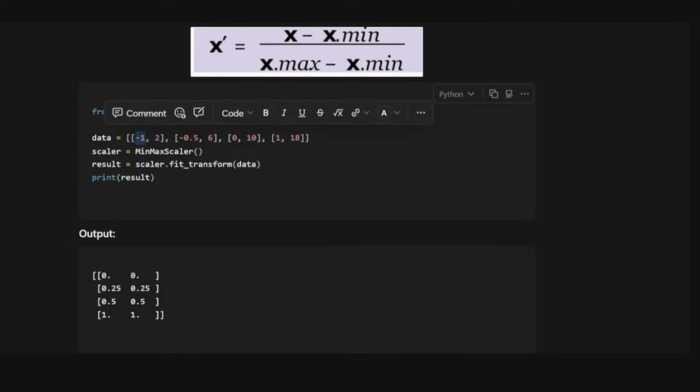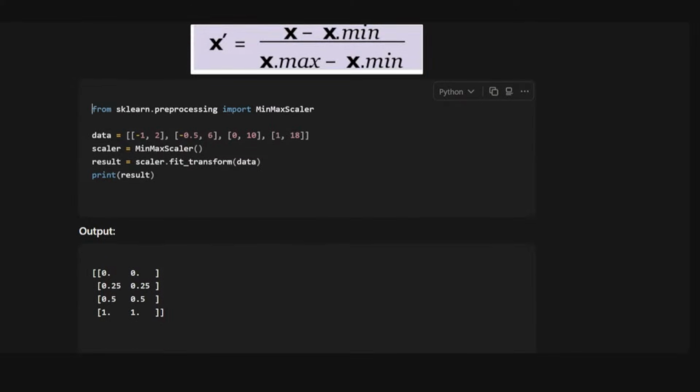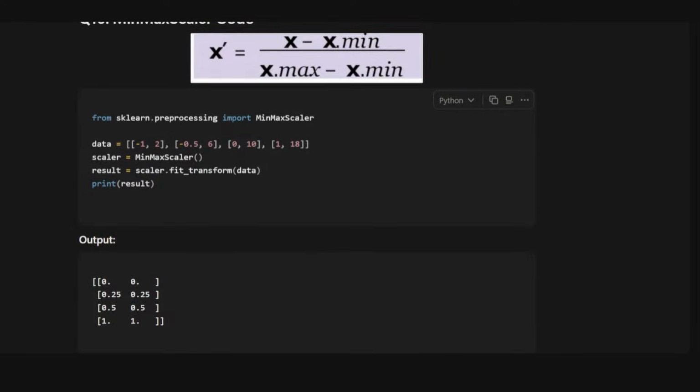So first we'll write the code down where you're importing the library, representing the data, assigning the scalar, fitting and transforming that data and printing that resultant matrix. So in this case, you have -1, -0.5, 0, and 1 in one column. And you need to ensure that it is scaled. If you notice over here, your minimum value is -1, your maximum value is 1.